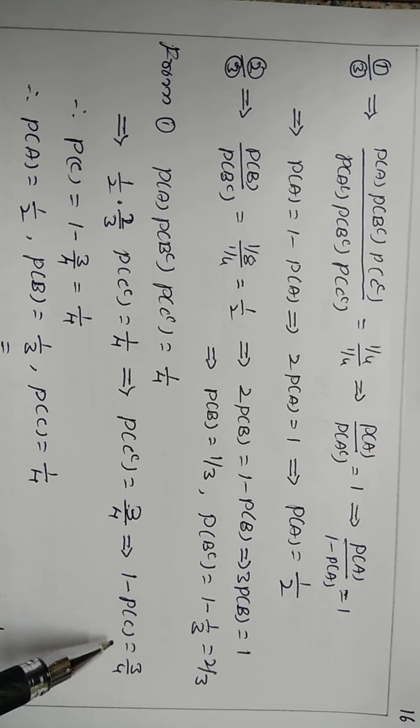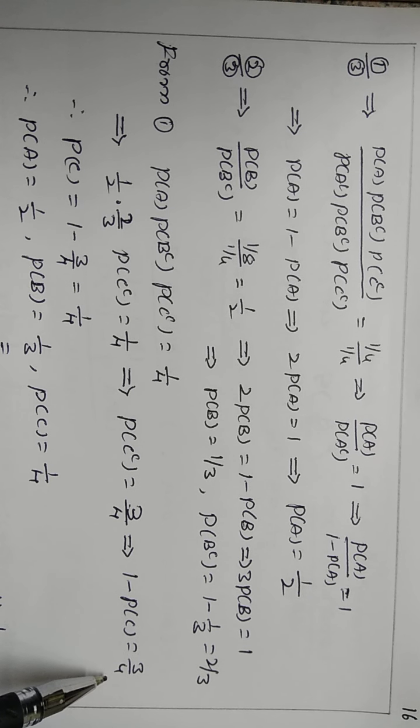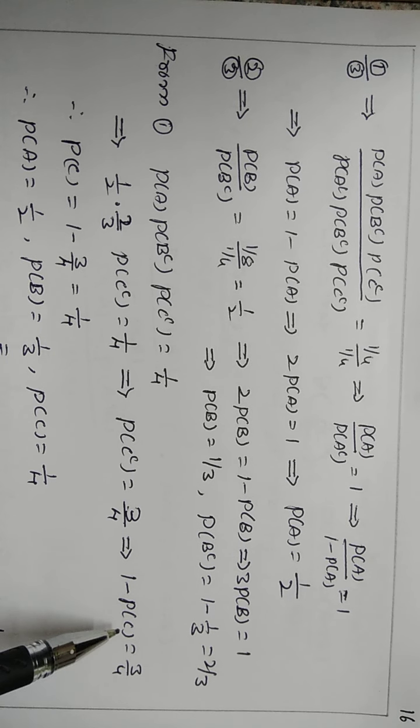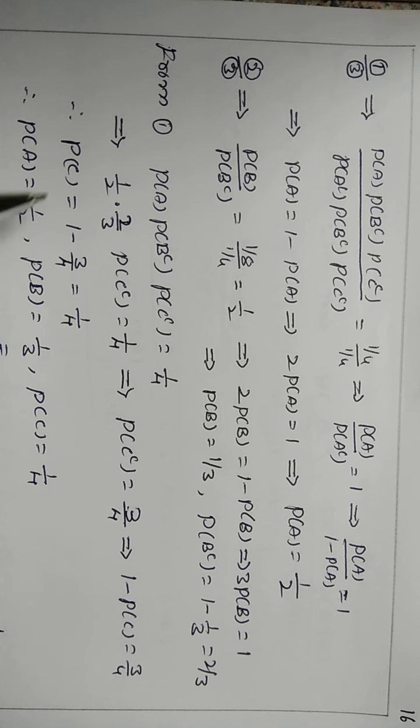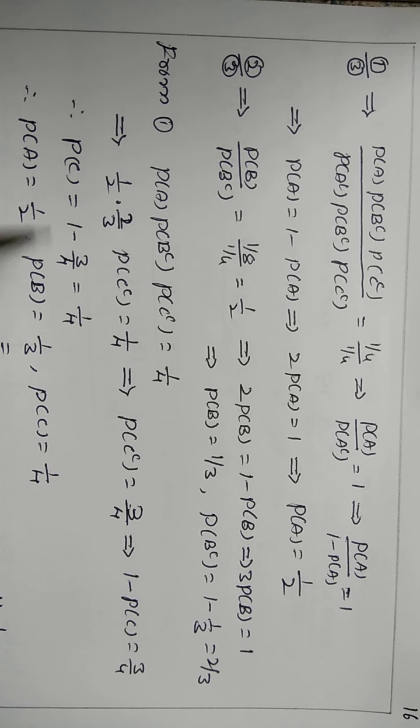That implies 1 minus P of C is equal to 3 by 4. P of C complement is equal to 1 minus P of C. Take this side, this side. P of C is equal to 1 minus 3 by 4, that is equal to 1 by 4. Therefore, P of A is equal to 1 by 2, P of B is equal to 1 by 3, P of C is equal to 1 by 4.